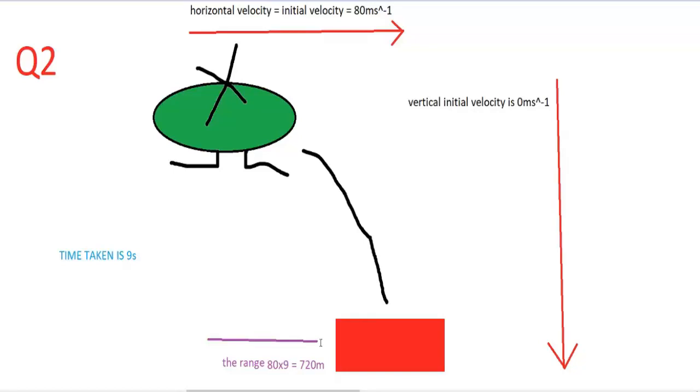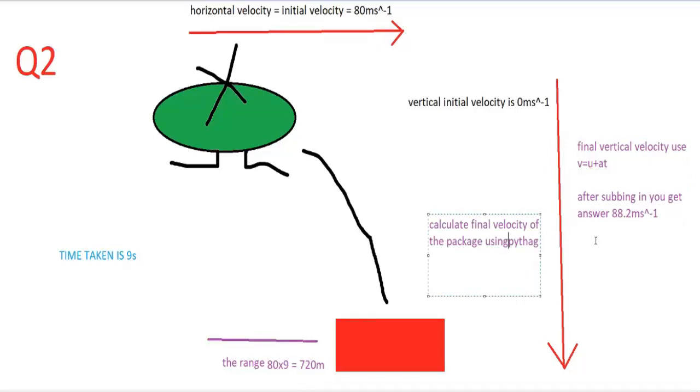And then the final vertical velocity can be found through v equals u plus at, and then you get the answer 88.2. So now you can calculate the final velocity by using Pythagoras, which gives 119 meters per second.